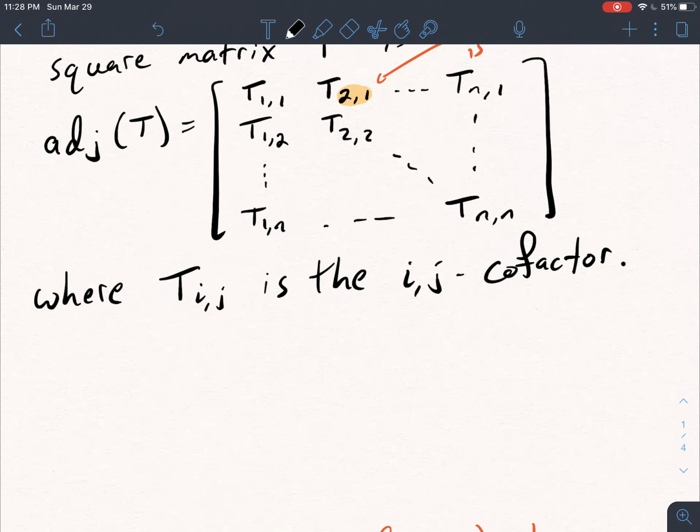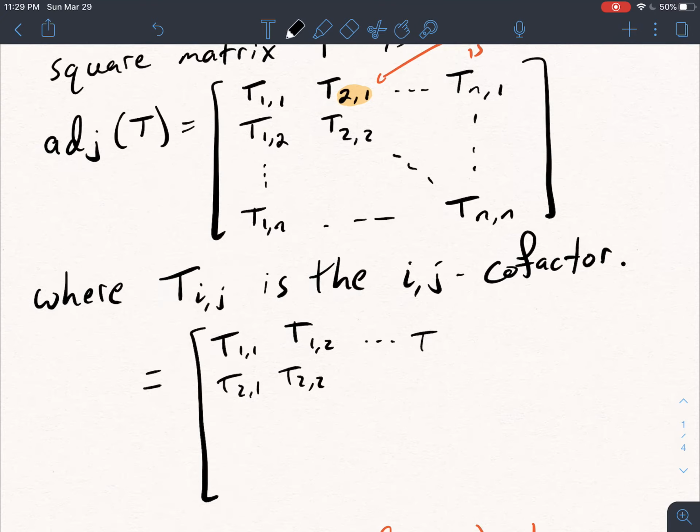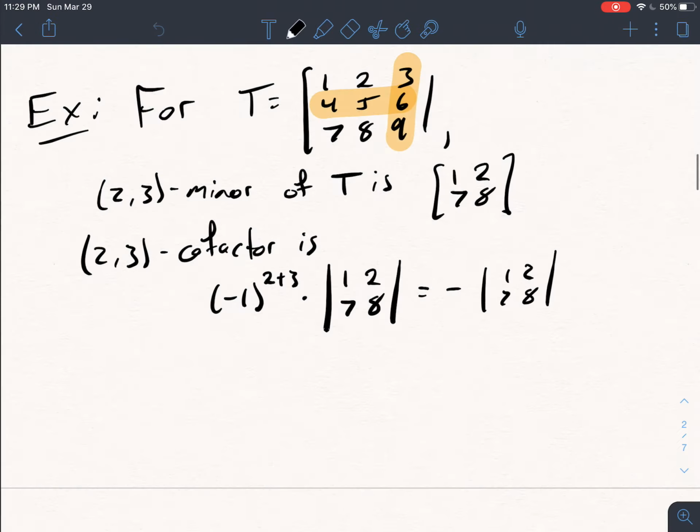So you could also think of the adjugate as being equal to the matrix with T11, T22, T12, T21, where everything is as you would expect it to be, up through Tnn, except at the end you just take the transpose of this matrix. So these things actually are equal.